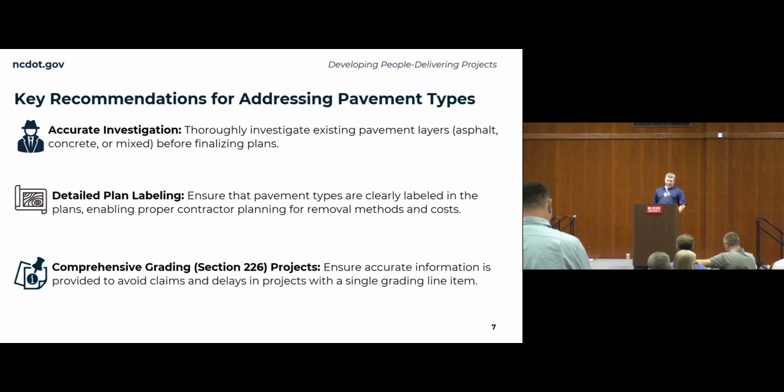It can cause undue grief on the project. So make sure that everything is detailed on the plans regarding that, ensuring proper contractor planning for removal methods and cost. And as I said before, on section 226, which is our comprehensive grading or lump sum grading, however you want to define it, ensure accurate information is provided to avoid claims and delays in projects with a single grading line item.